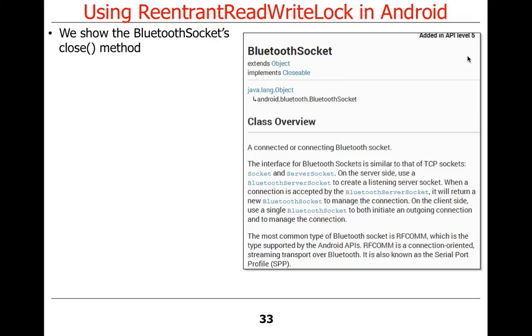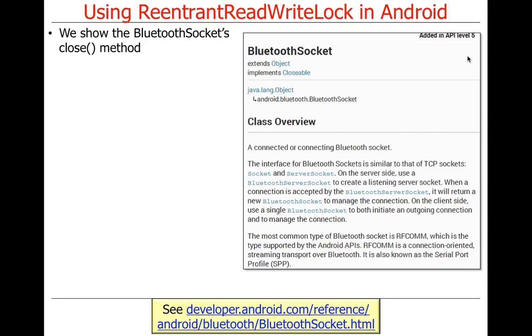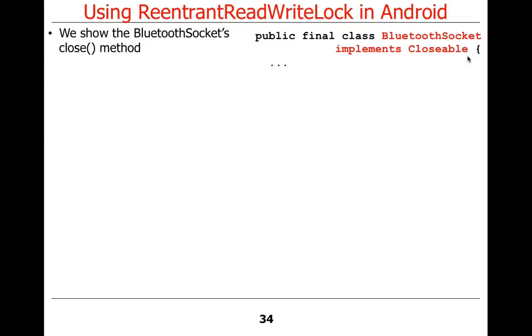So one implementation was in Bluetooth socket. A socket is a communication mechanism, and a Bluetooth socket is used to communicate between your Bluetooth device and your phone, which is a Bluetooth server. So Bluetooth socket has a method called close, which is used to close down the socket. Okay. And here's what it looks like.